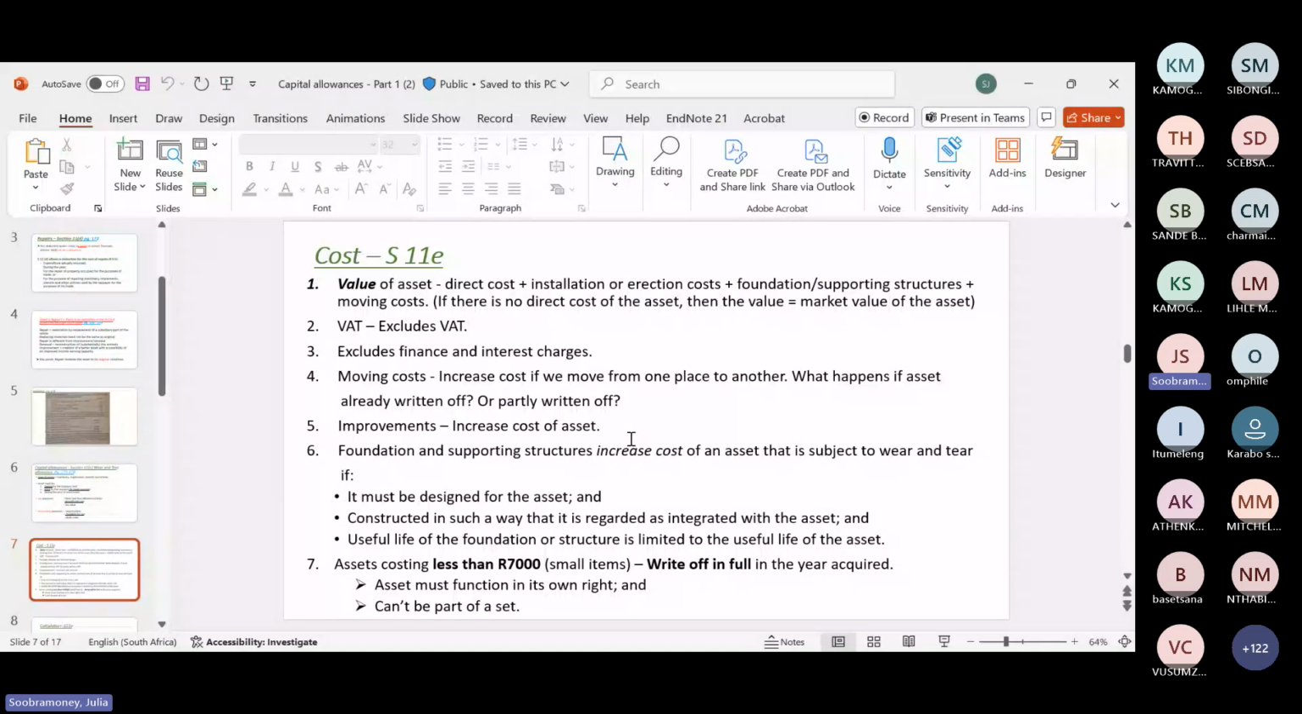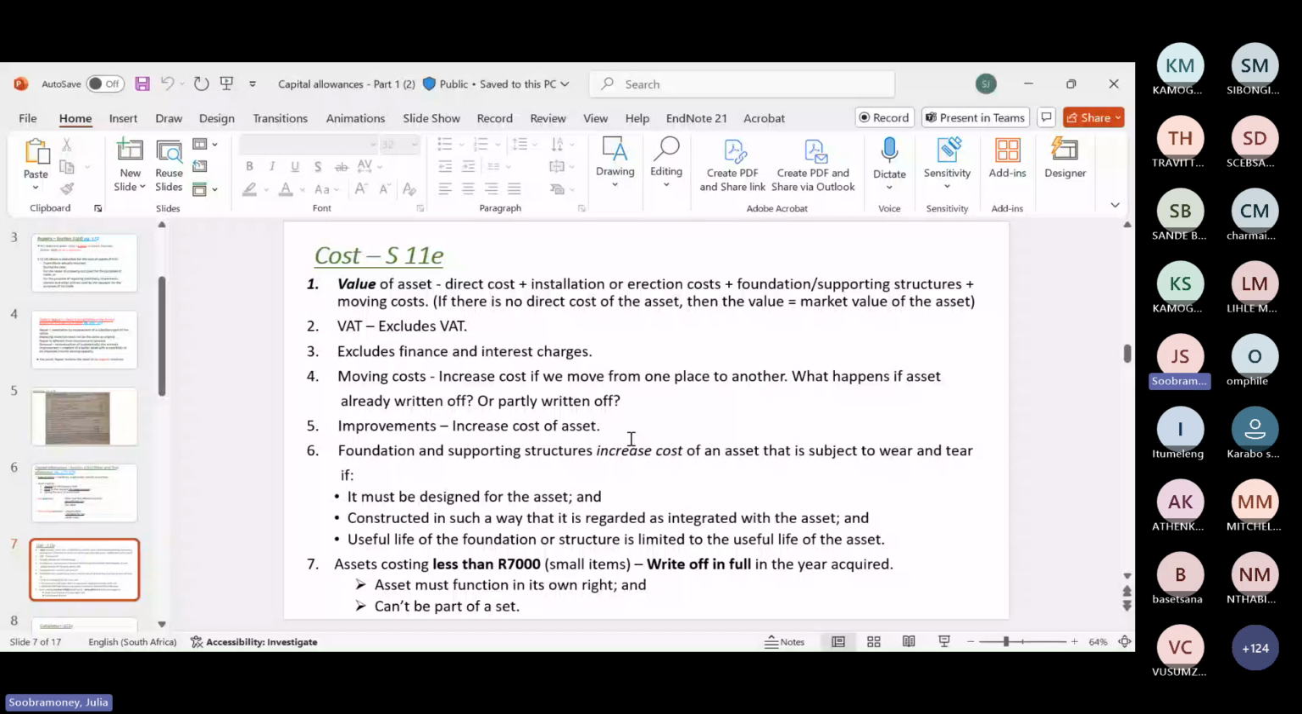Okay? But the concept is, yes, if you're buying from a vendor, obviously they will charge you VAT. If you're not buying from a vendor, they're not going to charge you VAT. But the main principle is, when can you as a taxpayer claim that VAT or not? You can only claim it if you are registered. If you're not registered, you will always include the VAT in your cost price. Why? Because you cannot claim it. Okay, so that's VAT. Then it says it excludes finance and interest charges. Yes, very important.